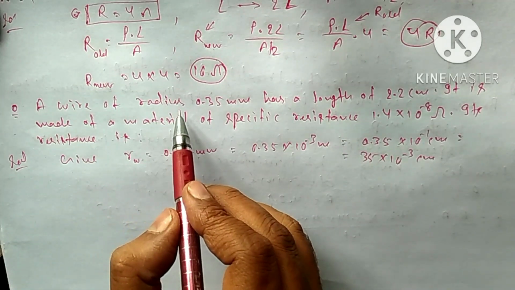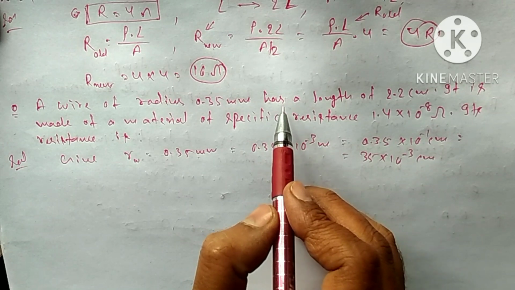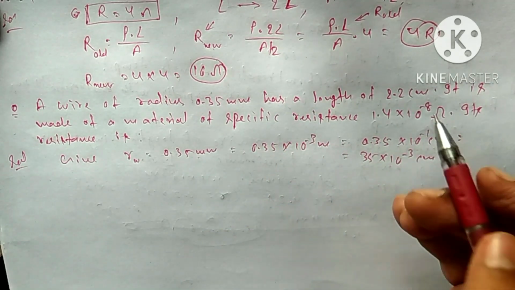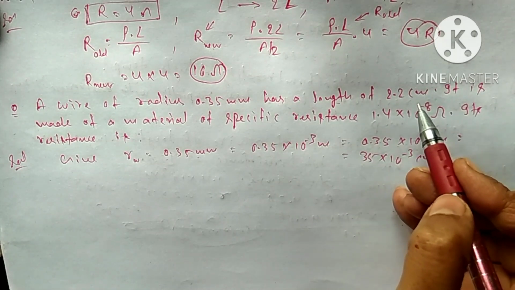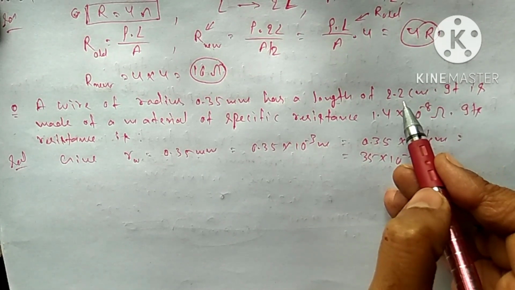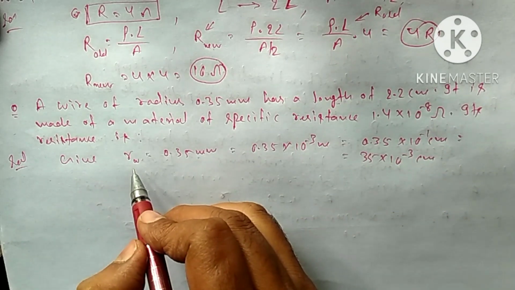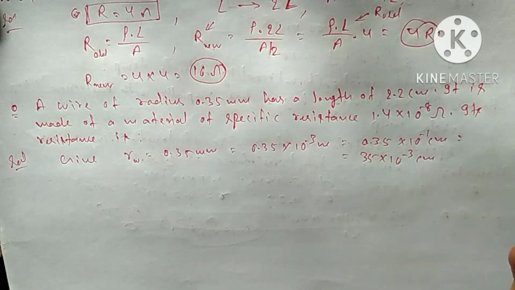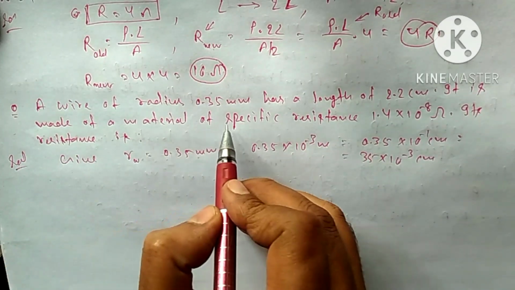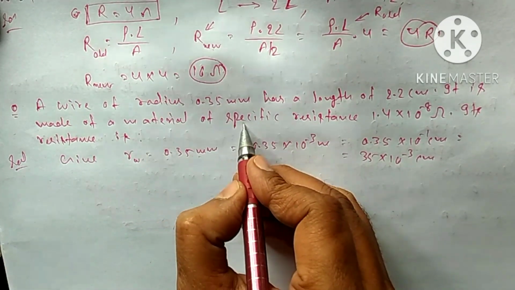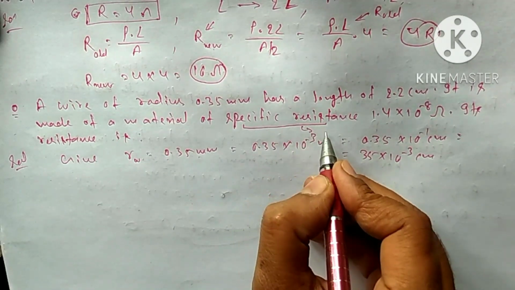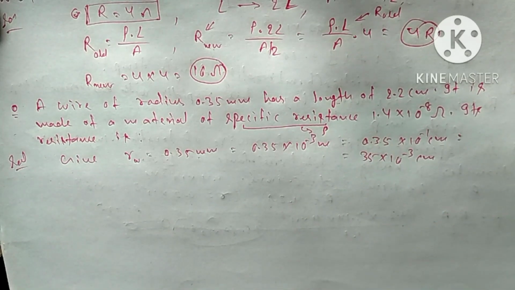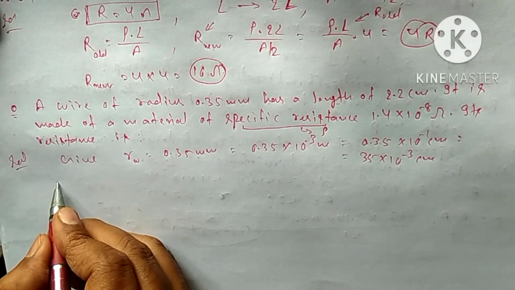Here is the wire of radius 0.35 mm and it also has a length of 2.2 centimeter. We do not need to convert into meter or mm, because the radius is given in centimeter and the length is also in centimeter. Again, it is made of a material of a specific resistance. That specific resistance is known as resistivity, which I have already told about. Now find the resistance.